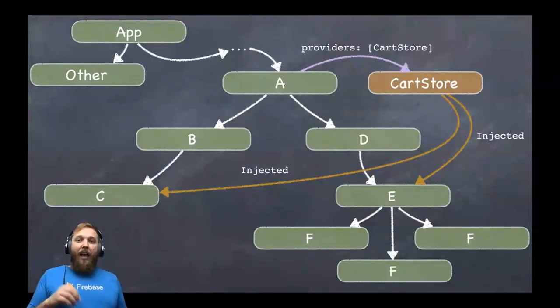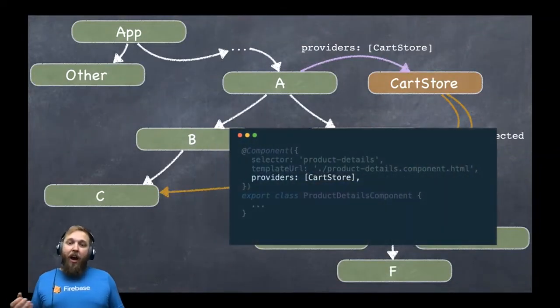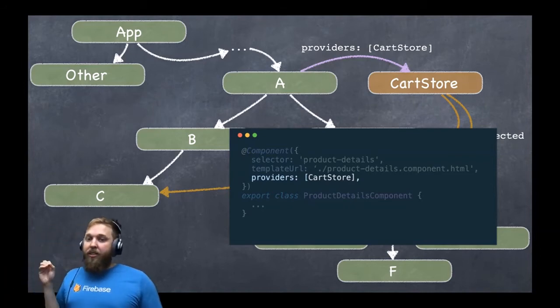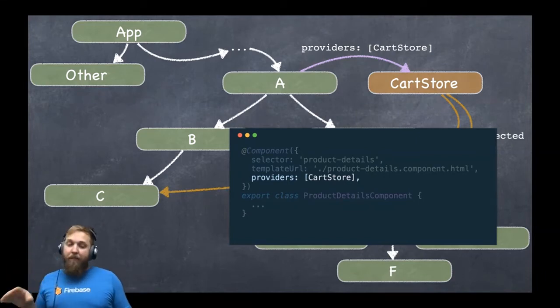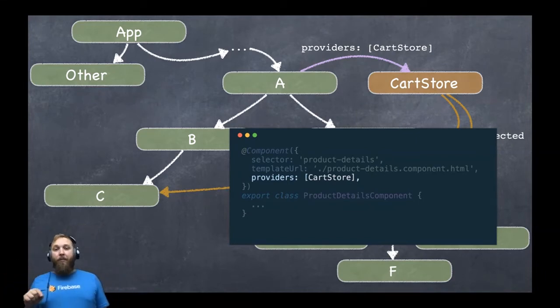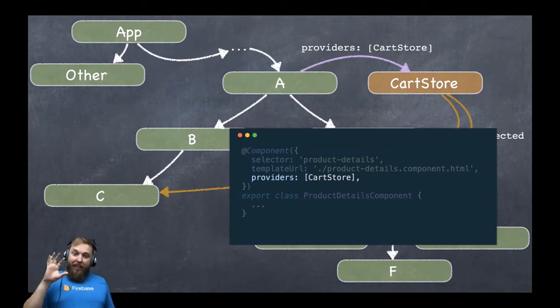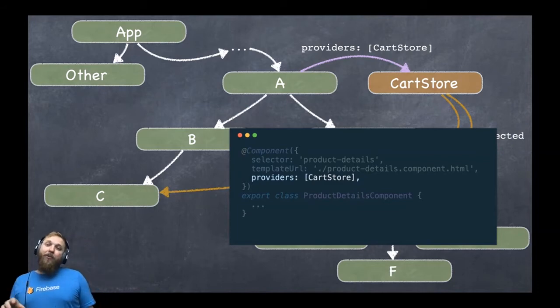What does it mean? Well, in our component metadata, where we have a selector, template, and styles, we can also specify providers. So our card store is no longer injected in root. It's just a simple injectable. It's provided for this component. So what does it do? Well, it instantiates this store, card store, for this component specifically, and it also ties the life cycle of our store to the life cycle of our component.